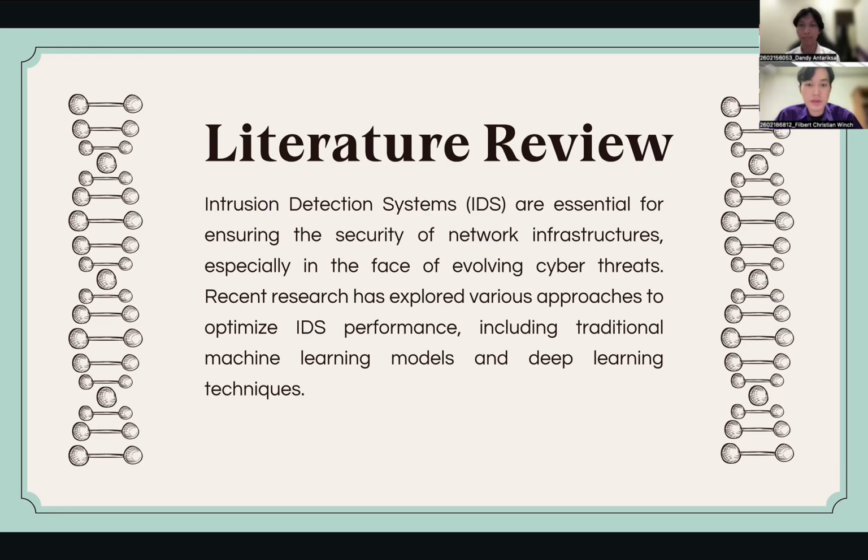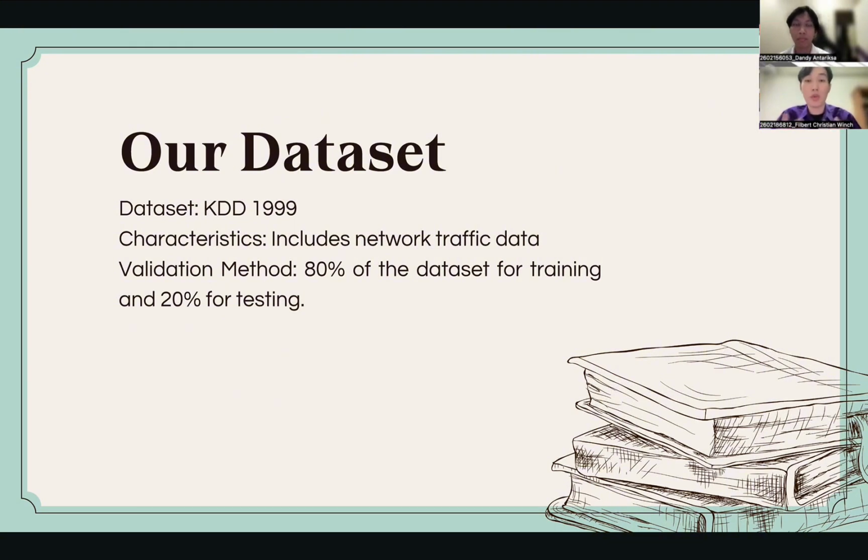Okay, continuing to the dataset that we are using for this study. The dataset that we are using is KDD 1999, which is worldwide used for intrusion detection system models. The characteristics are quite easy, actually. It includes all the network traffic data that is not already labeled, so it's still raw. So the data itself needs to be pre-processed before we use the dataset for training both models. The validation method that we are using for training both models is that of the KDD 1999 dataset, 80% will be used for training, and the remaining 20% will be used for testing.